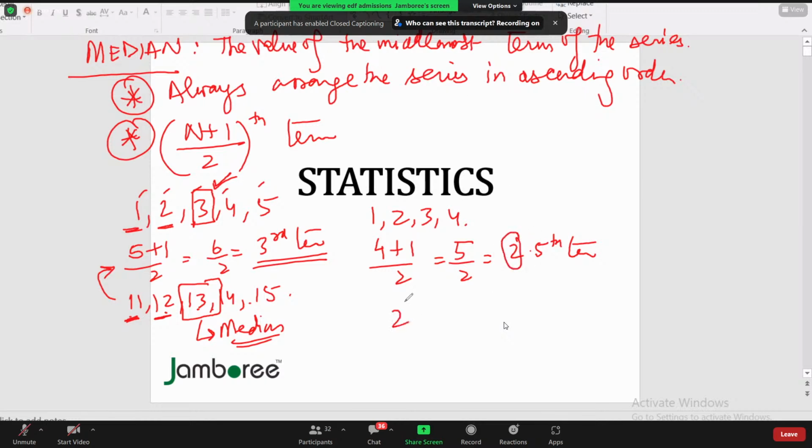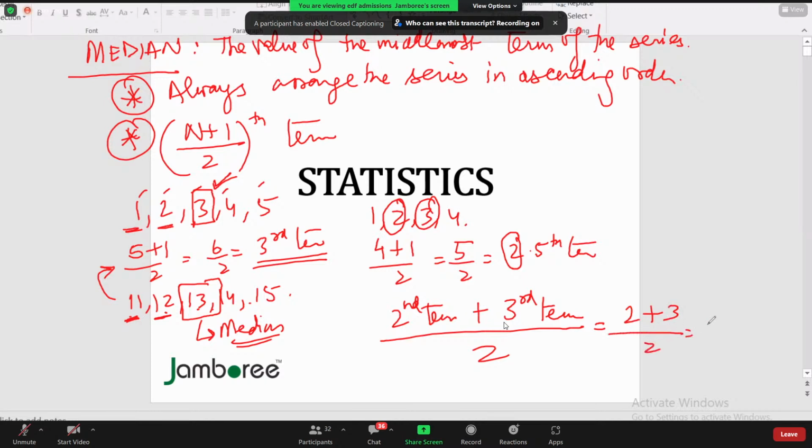You'll be writing the second term plus the term next to it, which is the third term, divided by 2. So basically the median will be the average of the 2 middle terms. The second term of the series is 2 plus the third term of the series is 3. So 2 plus 3 divided by 2 will give you 5 by 2, which will give you 2.5 as the median of the series.